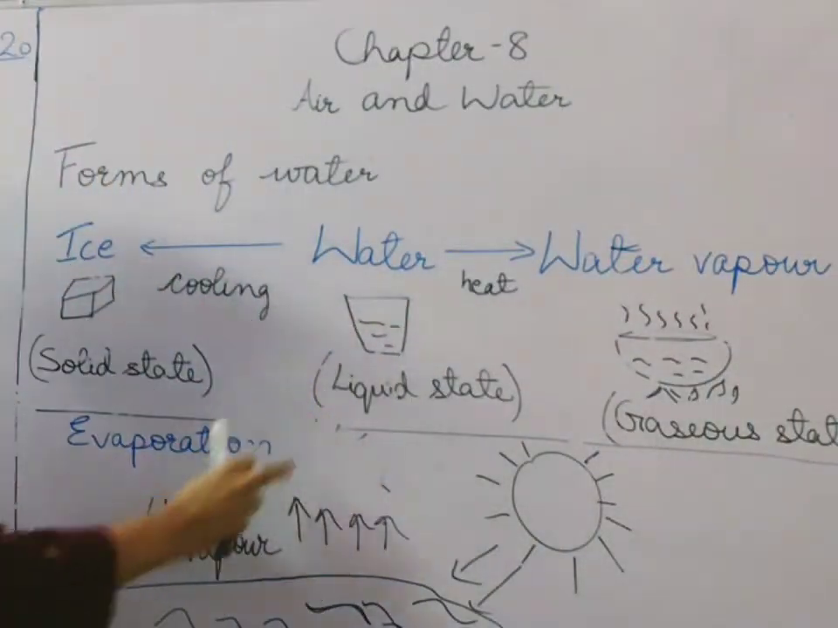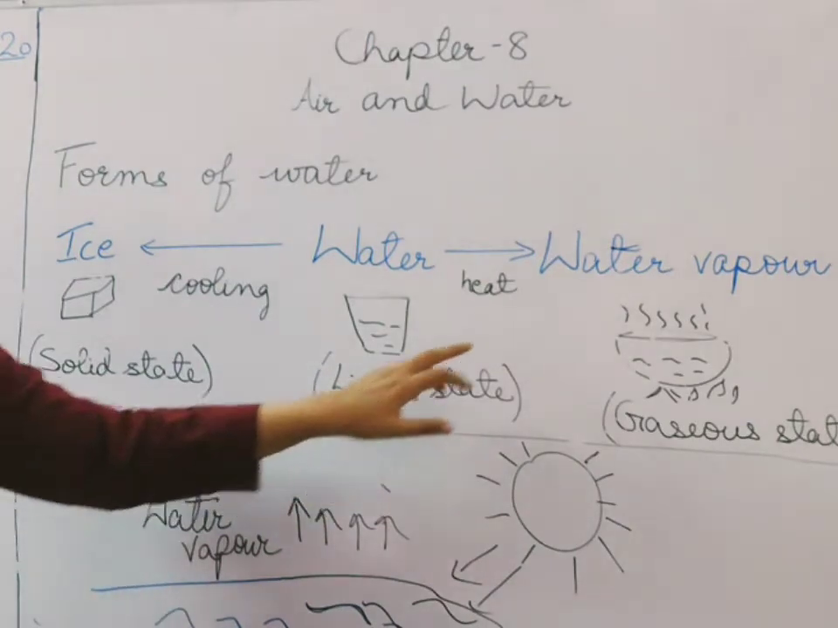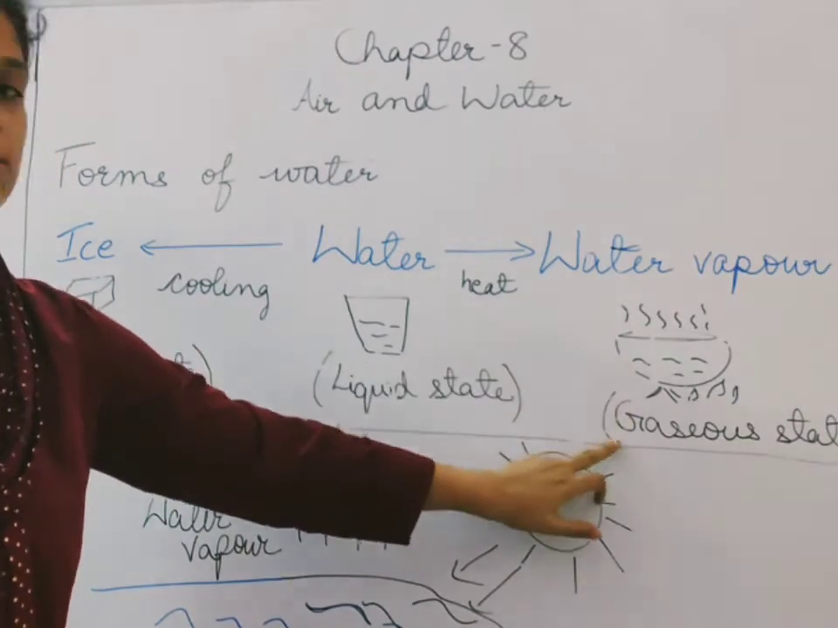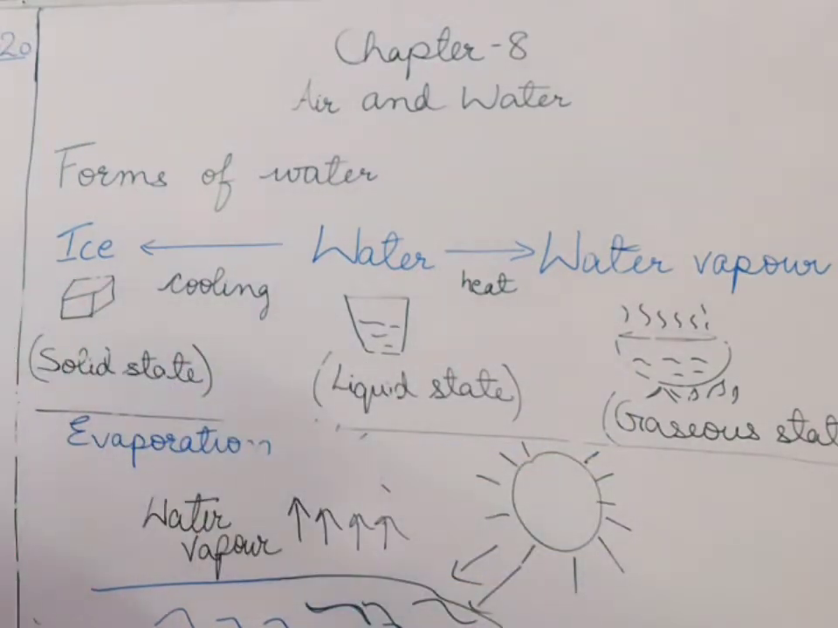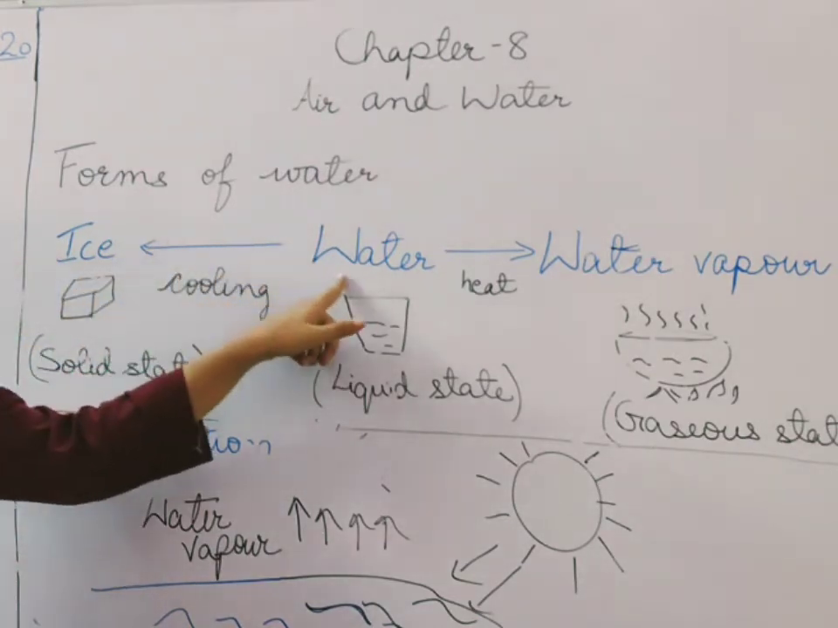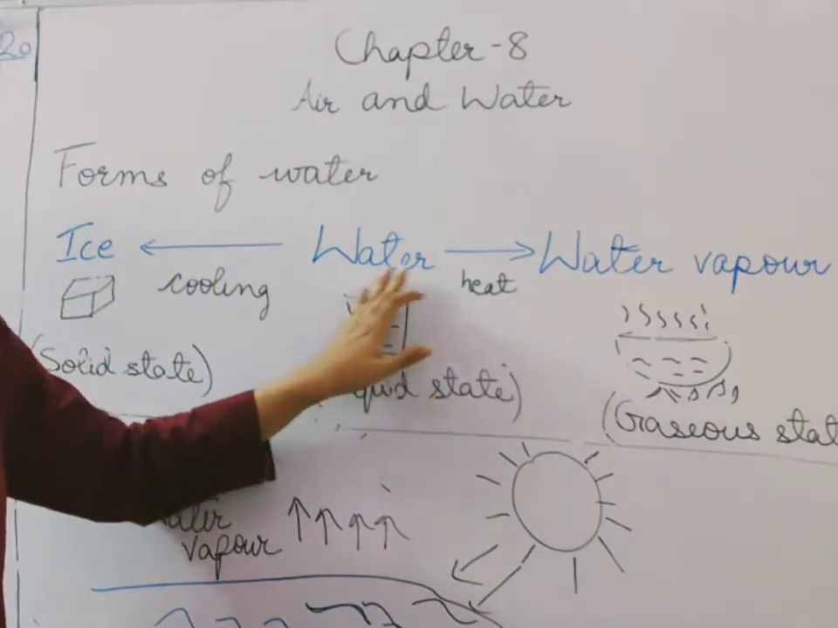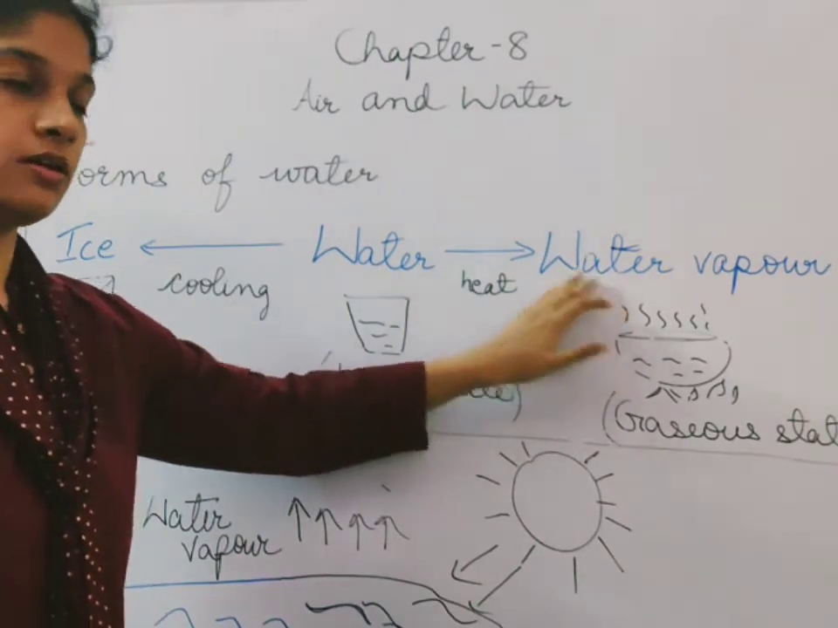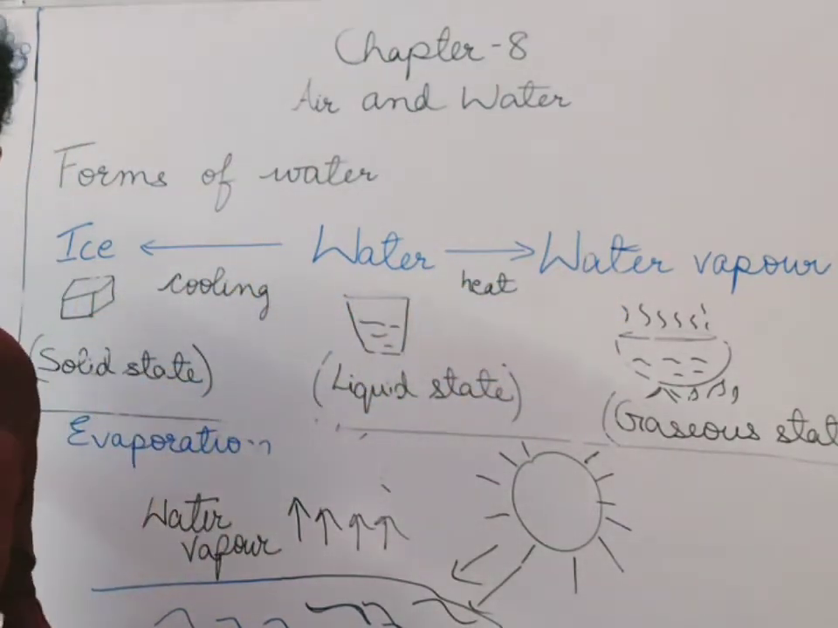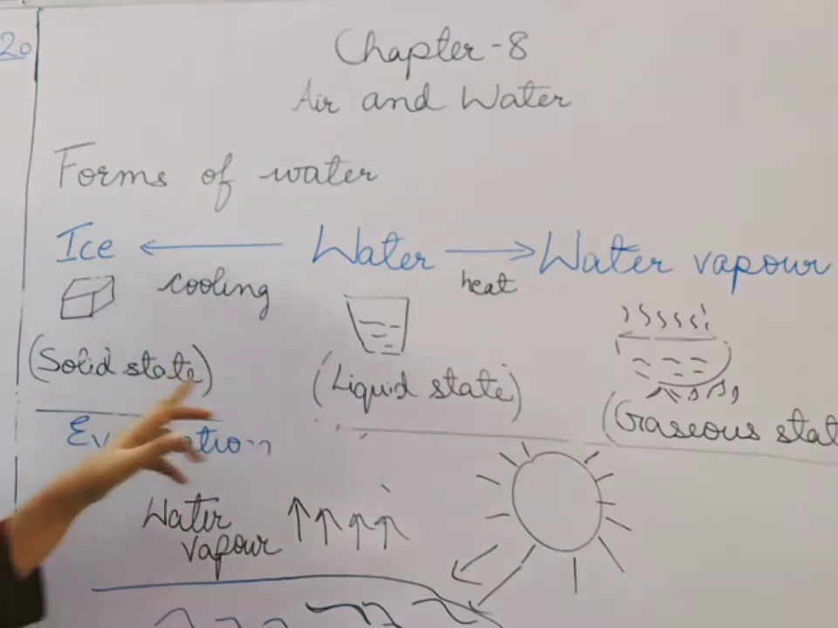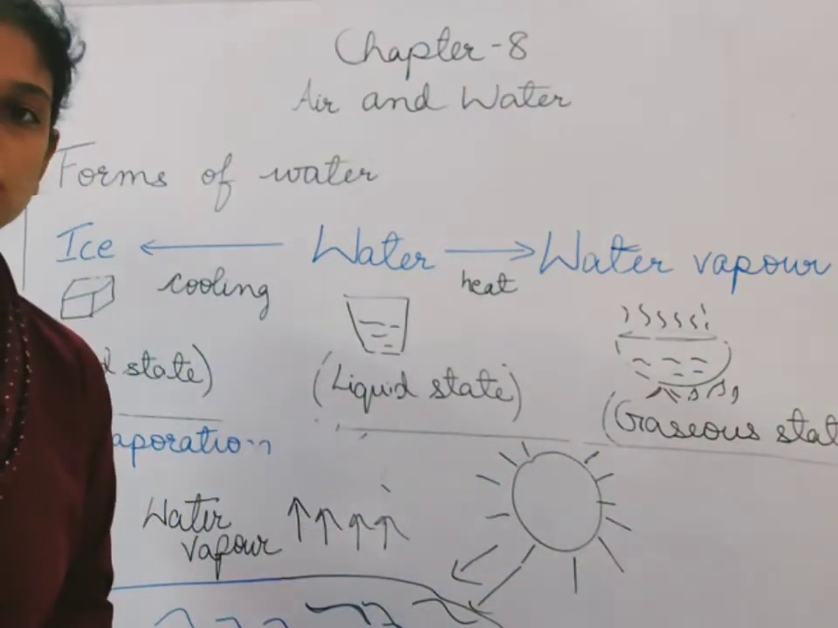Water itself is in liquid state at room temperature, and water vapor is the gaseous state of water. So the three forms of water are ice, water and water vapor. If we heat water, it will convert to water vapor. If we cool water, it will convert to ice. So it exists in liquid state, in solid state as well as in gaseous state.